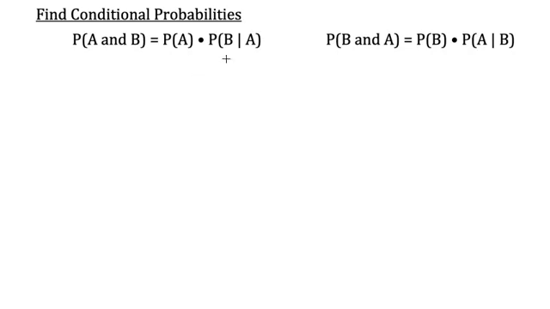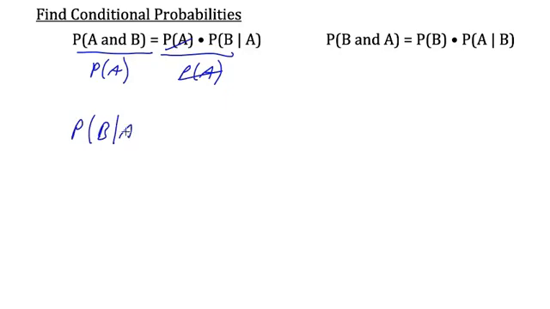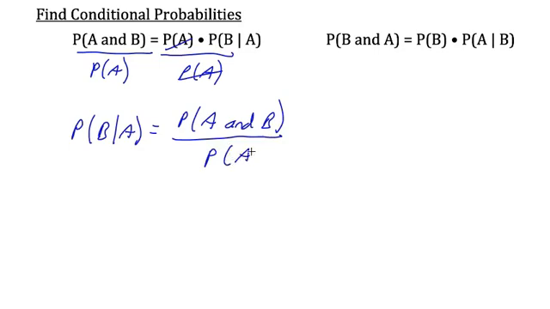All right, sometimes we need to find a conditional probability instead of the probability of both events happening. Now, we can just use some algebra to divide both sides by the probability of A to get our conditional probability all by itself. And you can either do that before you put in the numbers or after, either way. So the probability of B given A equals the probability of A and B divided by the probability of A.